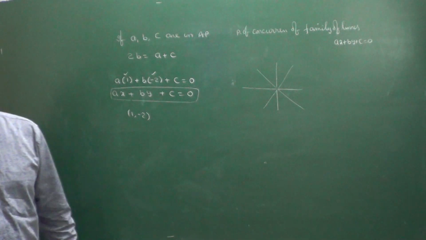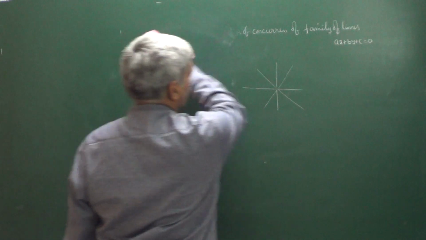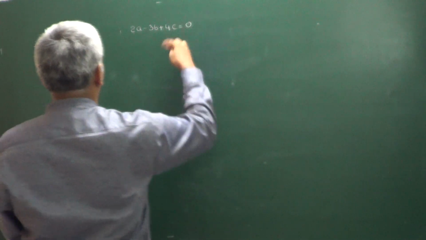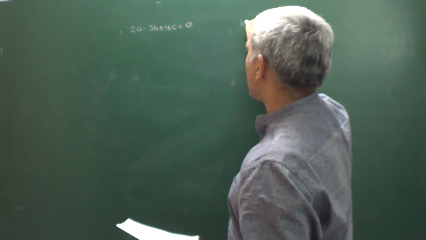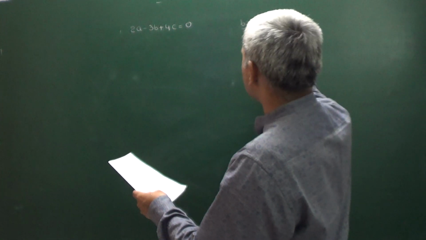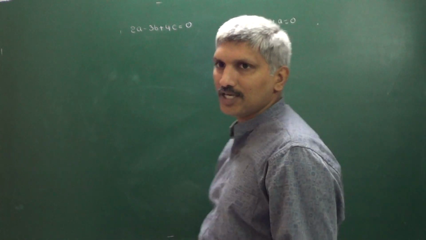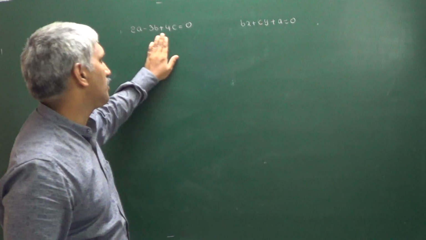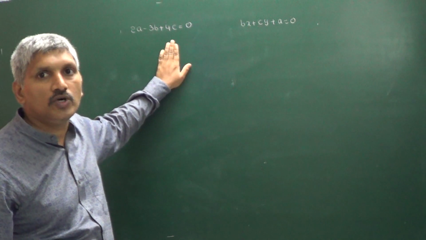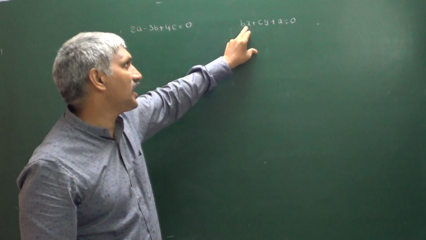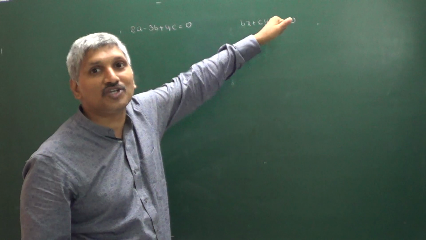Next. So one more question here. The question is of the same type. Now the question is given in this way: 2A minus 3B plus 4C is equal to 0. Then he is asking for the point of concurrency of the family of lines BX plus CY plus A is equal to 0.